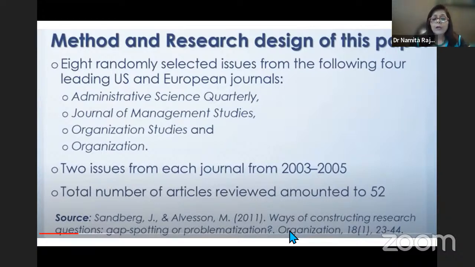So it is for your understanding that after reviewing 52 papers, you are able to conceptualize how people find research gaps. Wonderful piece of work, admirable, my salutations to the author.